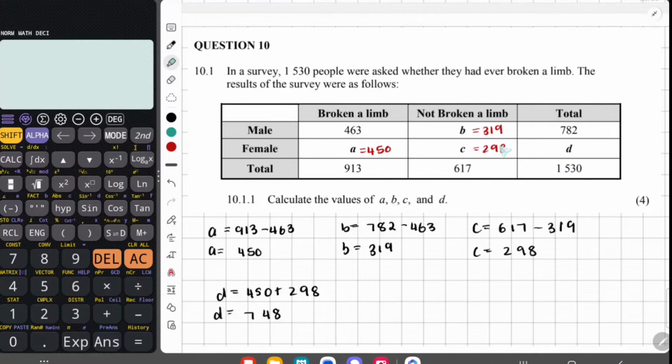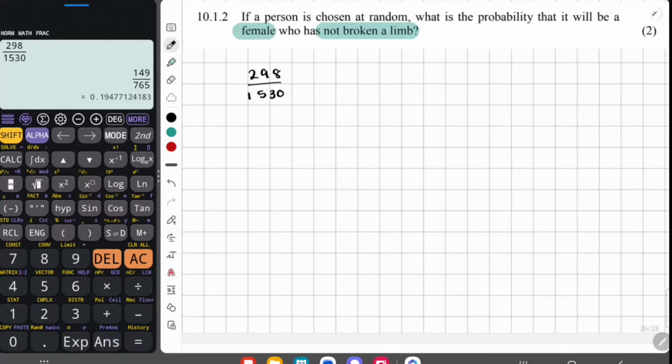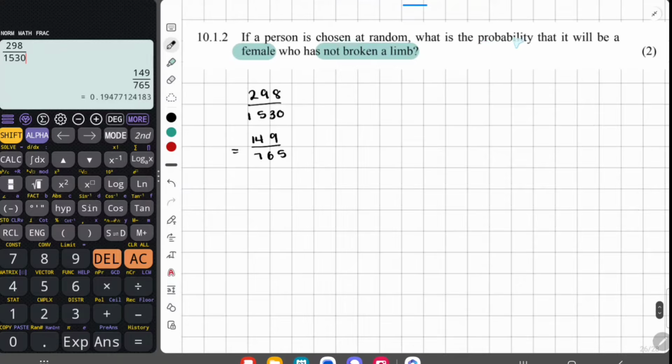So female who has not broken a limb. It would be this 298 out of the total people. And the total people would be this. That will tell you the total. So it's 298 over 1,530. Okay, and you can also simplify it further. If you do simplify it further, it will be 149 over 765 because they just want the probability. So if you put this also as a percentage, it will also be fine.